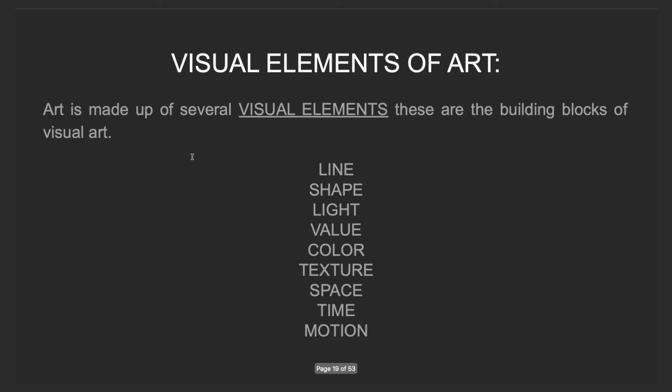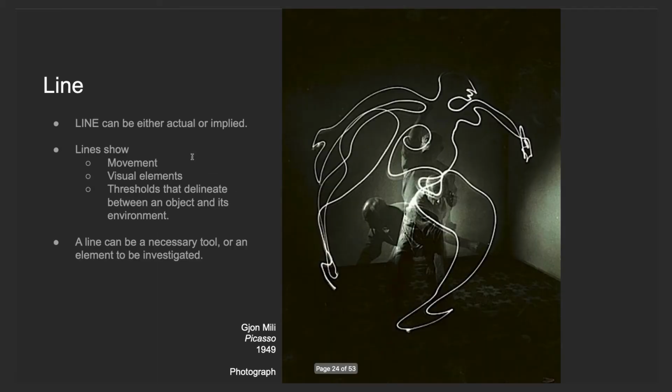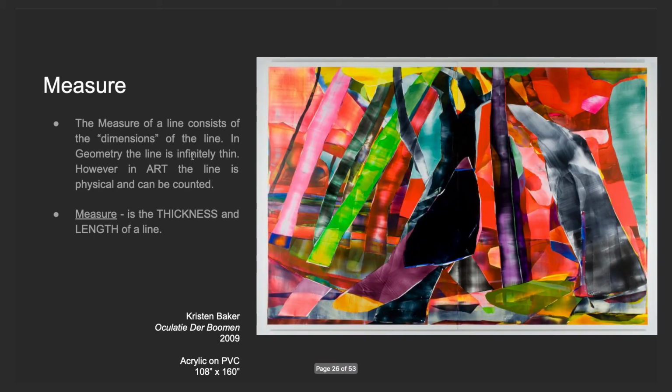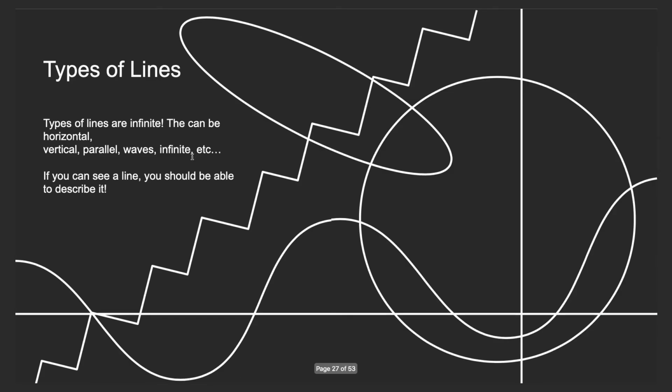All right, and then we talked about lines, quality of lines, shape, light, value, color, texture, space, time, and motion. Line. So you can describe lines in different ways. You've got length, width, height. And you can use any word to describe the lines that you see, such as wavy, organic, straight, rigid, oval.